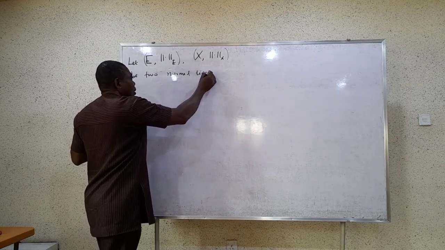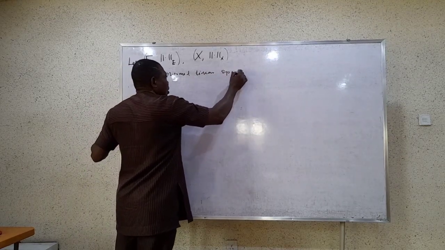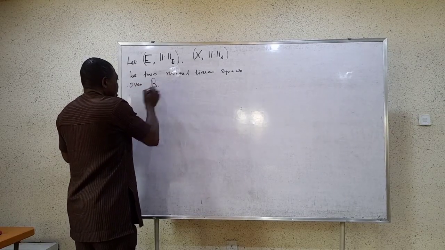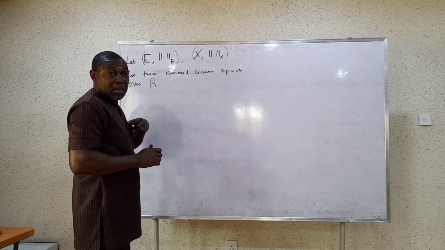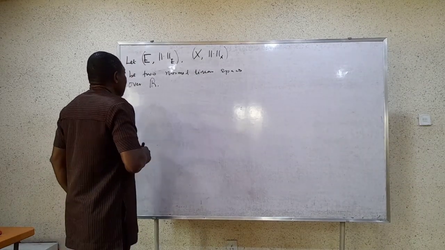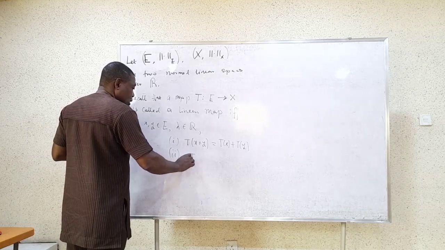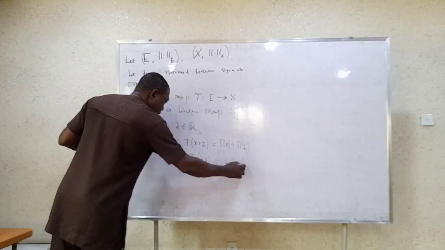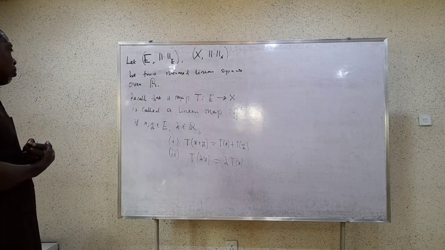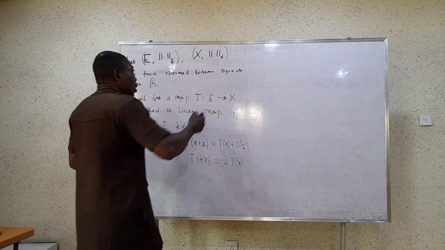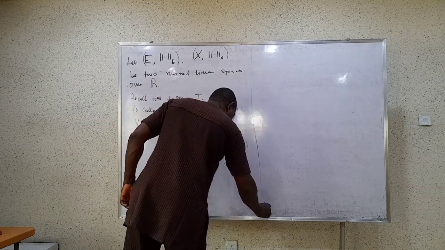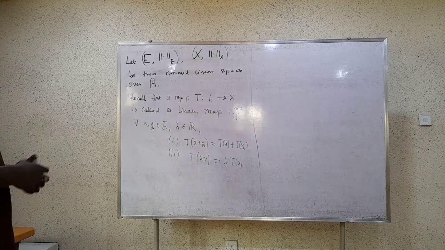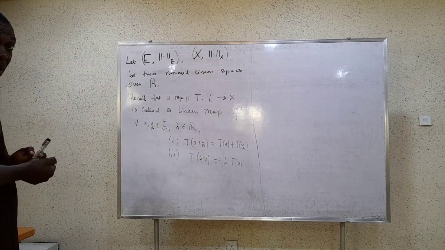non-linear spaces over R, where R is of course the set of real numbers, T of lambda x is equal to lambda T of x. So this is how we see the linear map from a vector space E. In fact, to really define a linear map, I do not need that they are normed spaces.